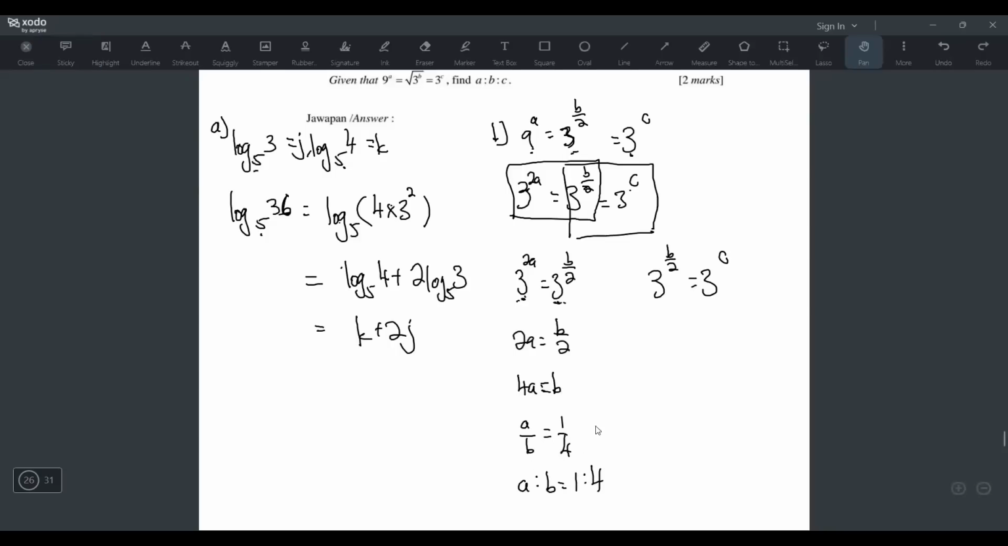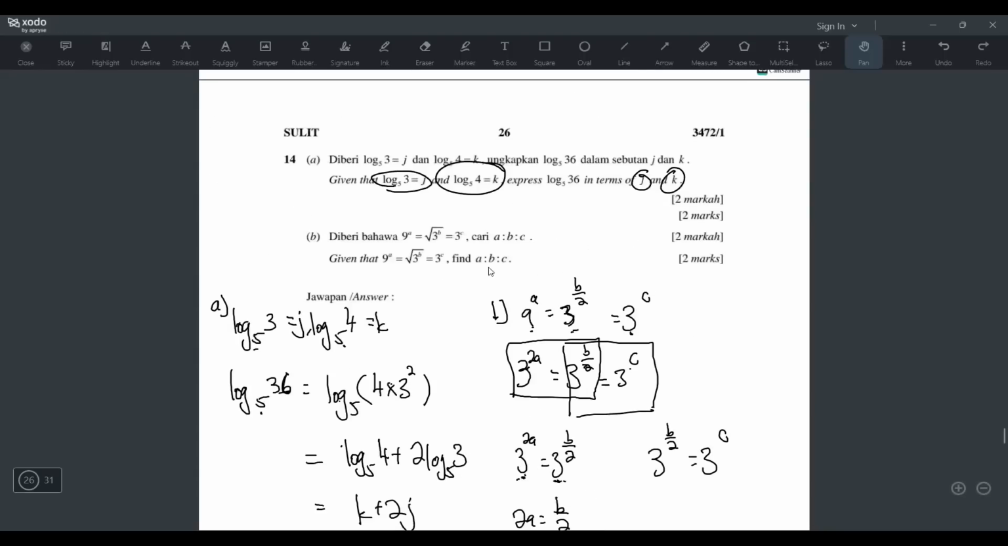Okay, let me explain a bit why, what's the reason of me doing it like this. Because they want to find ratio, right? And do you know ratio is like fraction?